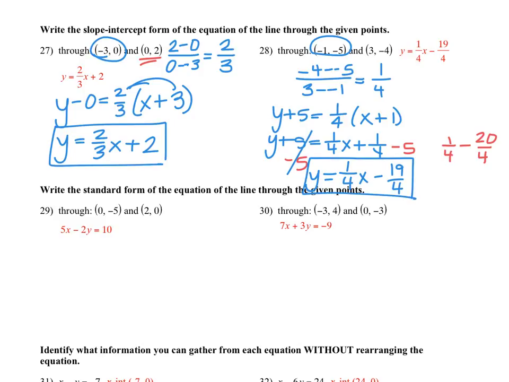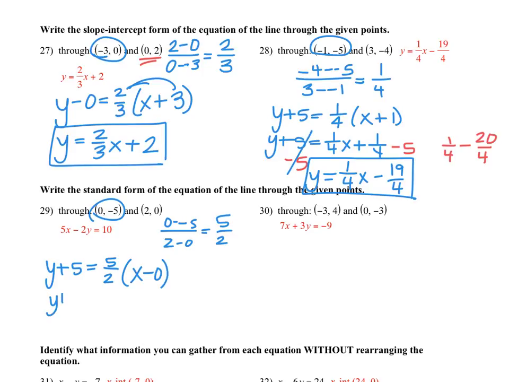All right, 29 and 30. Same place, still got to find our slope to begin with. 0 minus negative 5 over 2 minus 0 is 5 over 2. And then pick a point. Y plus 5 equals 5 over 2 times x minus 0. Distribute. Y plus 5 equals 5 over 2x. And now my directions say standard form, x and y on the same sides, and no fractions. So I'm going to get rid of fractions first, multiply everything by 2.